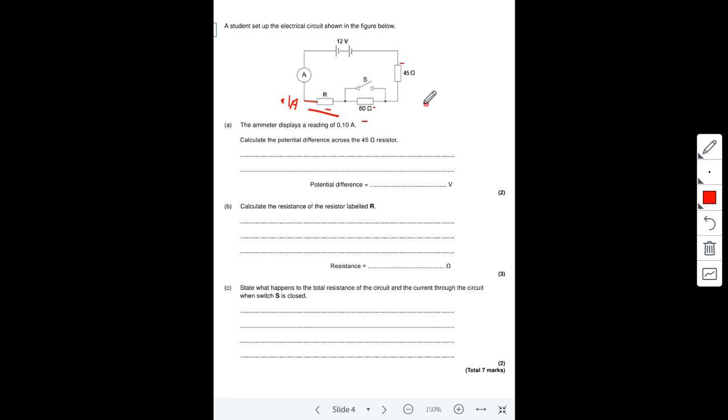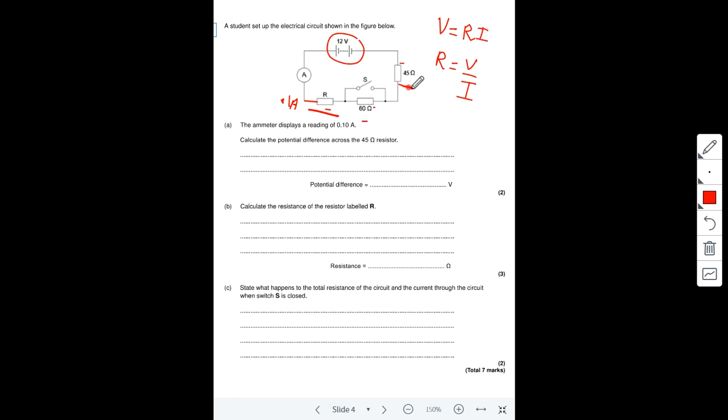Now if you use Ohm's law, V equals RI, so R equals V over I, right? Yes. You know the current is 0.1 amps. Only thing is you have to calculate the potential difference. Now the total potential difference is 12 volts, and we have calculated the potential difference here as 4.5 volts.